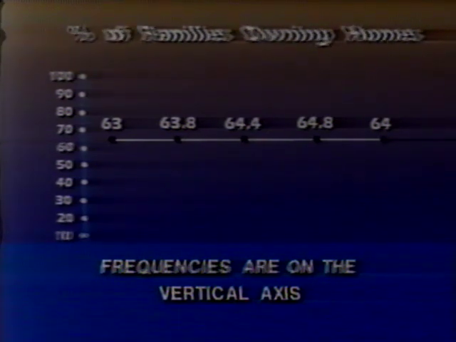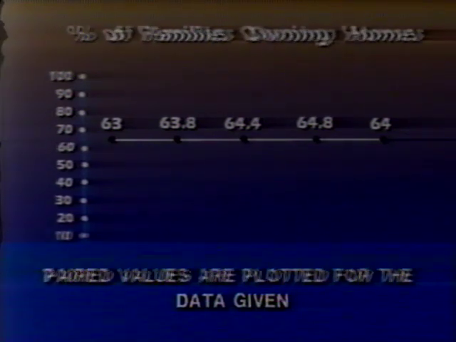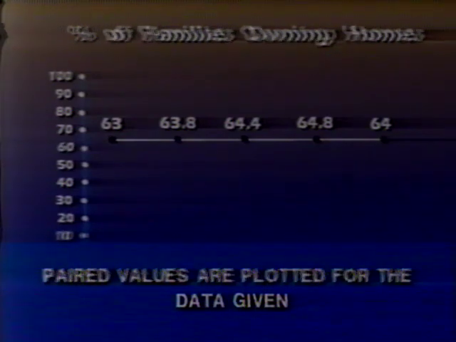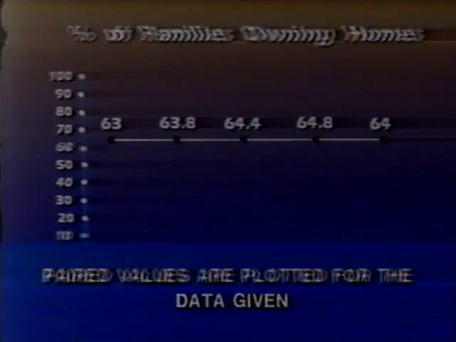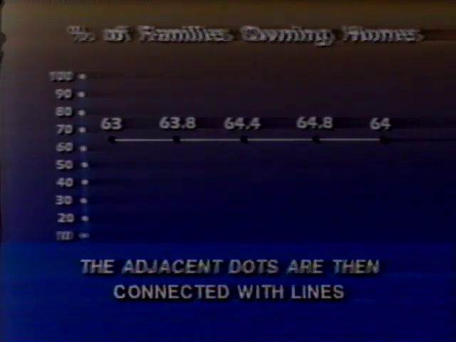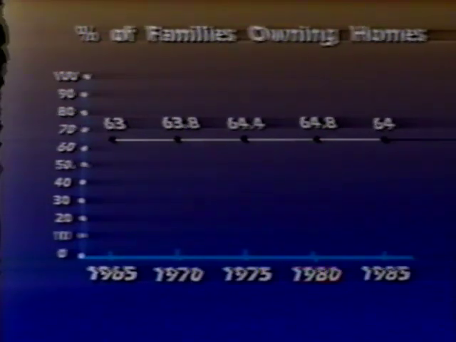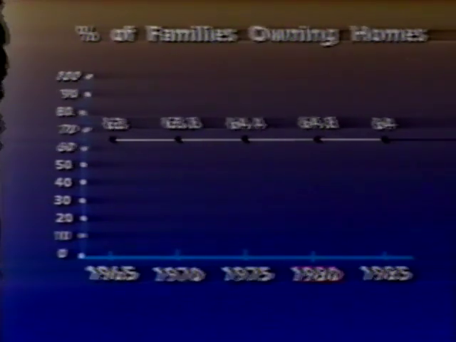Then, after you get the axes correctly labeled, you plot paired values on the graph. That means for each year, you put the corresponding percent and put a point up there. The final step for completing the frequency polygon is to connect the adjacent dots. The result is a graph which shows the relative values of the distribution. All frequency polygons are constructed in a similar manner, but the results can be quite different even for the same set of data.